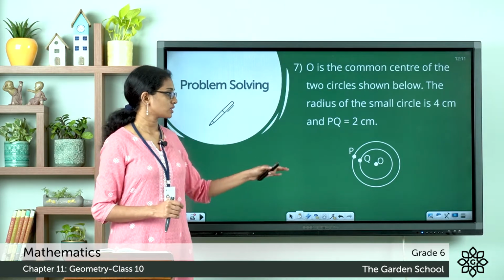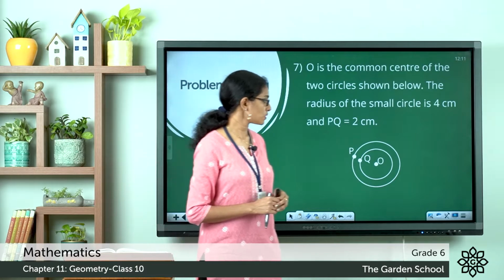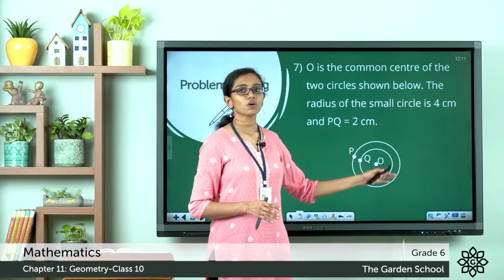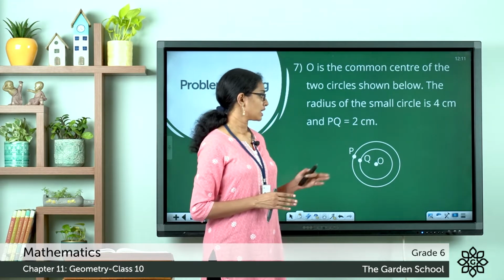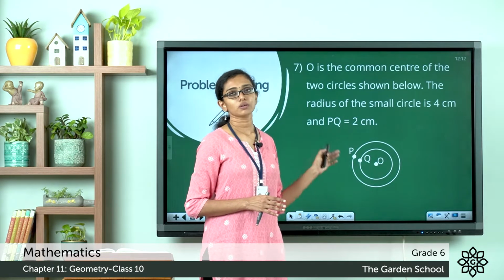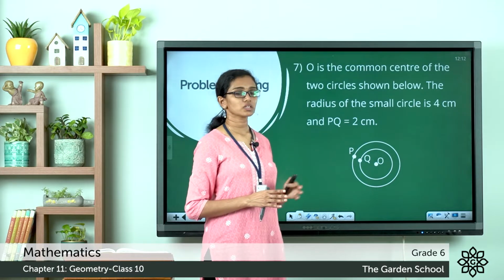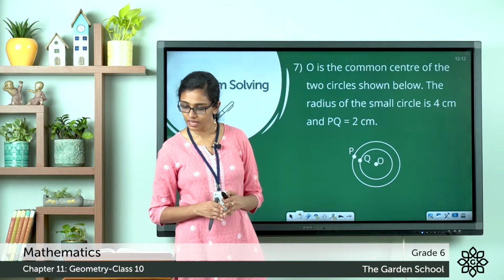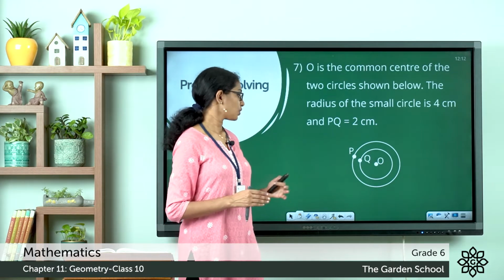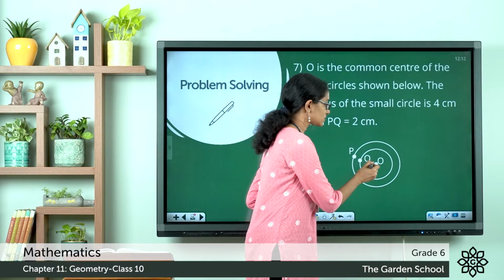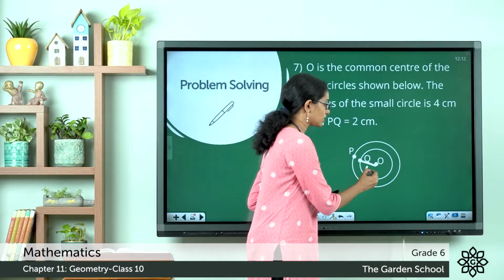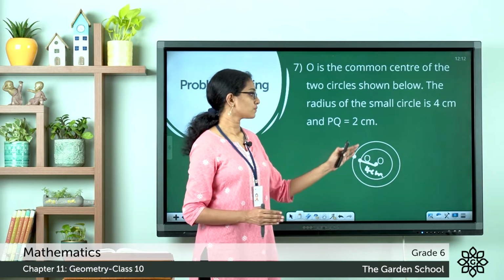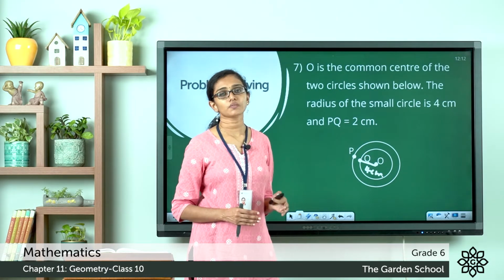Have a look at this picture. This is the same diagram given in your textbook. Now, there is center O and Q is a point on the boundary of the smaller circle and P is a point on the boundary of the bigger circle. These two circles are concentric circles, or they have the same center, and it is given that the radius of the small circle is 4 cm, which means the distance from O to Q will be equal to 4 cm, and the distance will be the same from the center to any point on the boundary of the small circle.